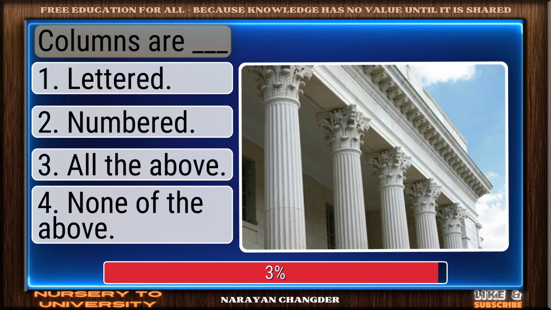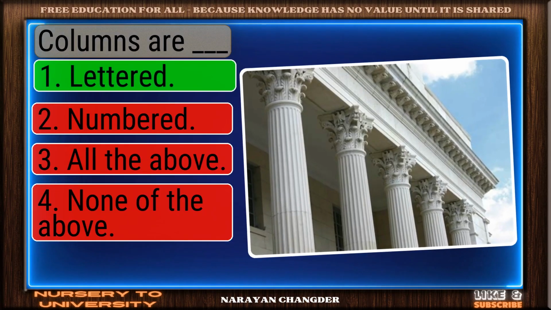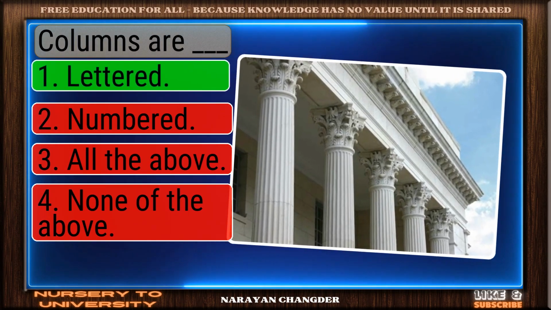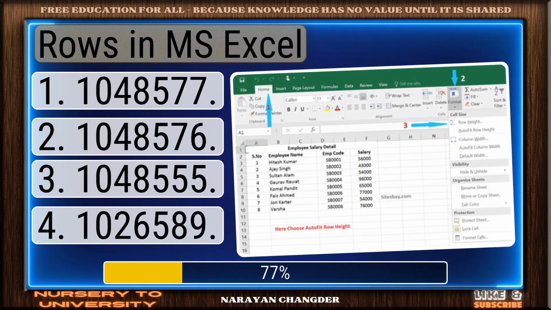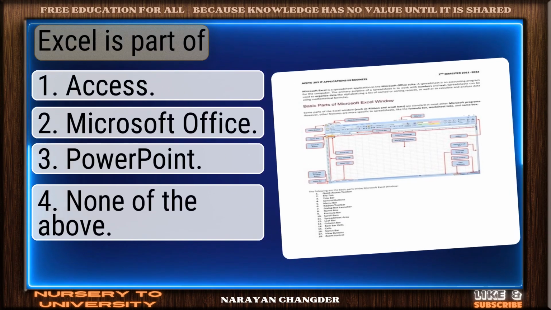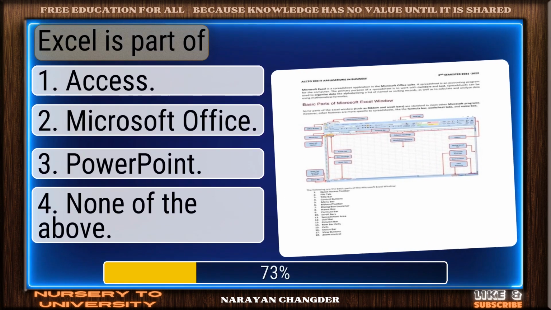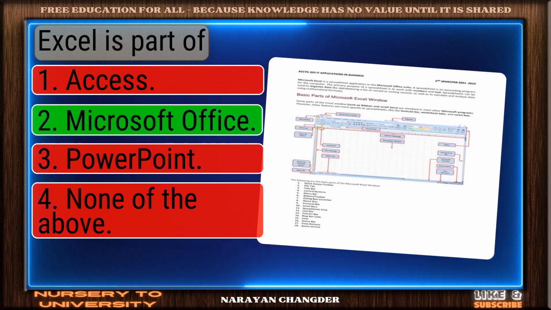Columns are dash. Perfect. Lettered is the correct choice. Rows in Ms Excel. Bra 85 Samson 6 is the answer. Excel is part of. Correct. Microsoft Office is the right answer.